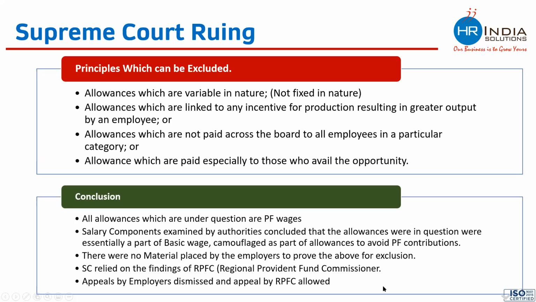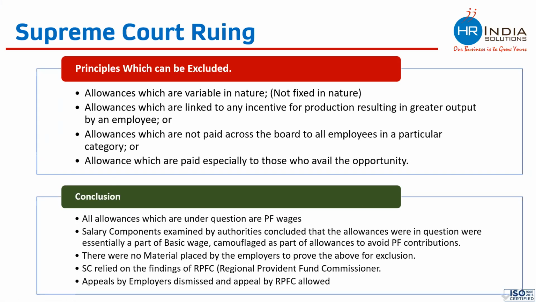There was no material placed by the employers to prove the above exclusions. Right? The employers were unable to prove that the allowances in question are in the nature of these above categories. They were unable to prove that the allowances were variable in nature. What allowances are variable in nature? Anything which is not paid at a fixed interval of time. Like if you are paid incentive only if the person is achieving the target, you are not being paid that incentive as a part of your salary, right?